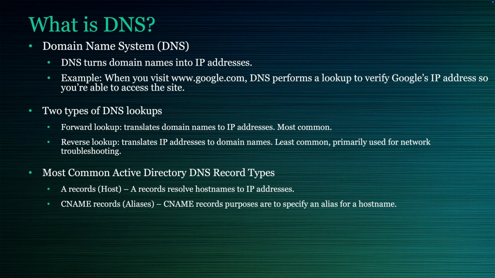And finally, the most common Active Directory DNS record types are going to be A records, also known as host records, which is simply a record that resolves host names to IP addresses. And you're also going to have CNAME records, which are aliases. So the best way to think about a CNAME record is, let's say you have a server named file server 1 and you create a CNAME for, let's say, file server 4. You can actually point file server 4's CNAME directly to file server 1. But that's the main purpose there.